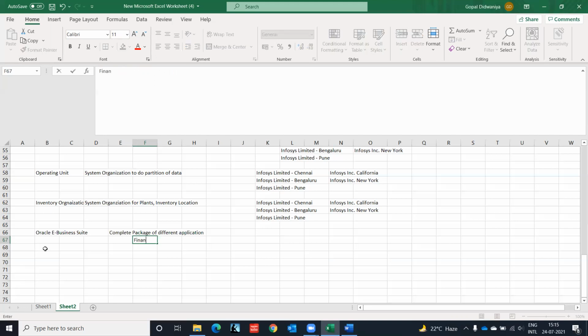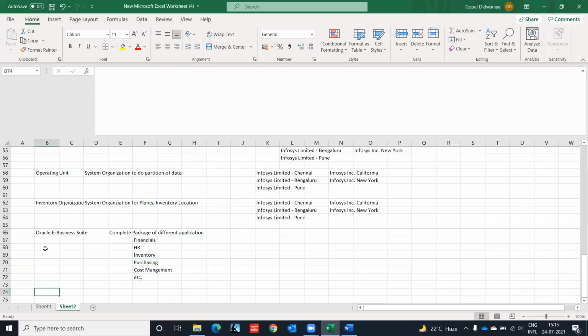Under this, you will have financials, human resource, inventory, then we have procurement, or sorry, purchasing, then cost management, etc. There are modules there. So this is a complete package. If you are mentioning Oracle e-business suite, then you have all this involved.